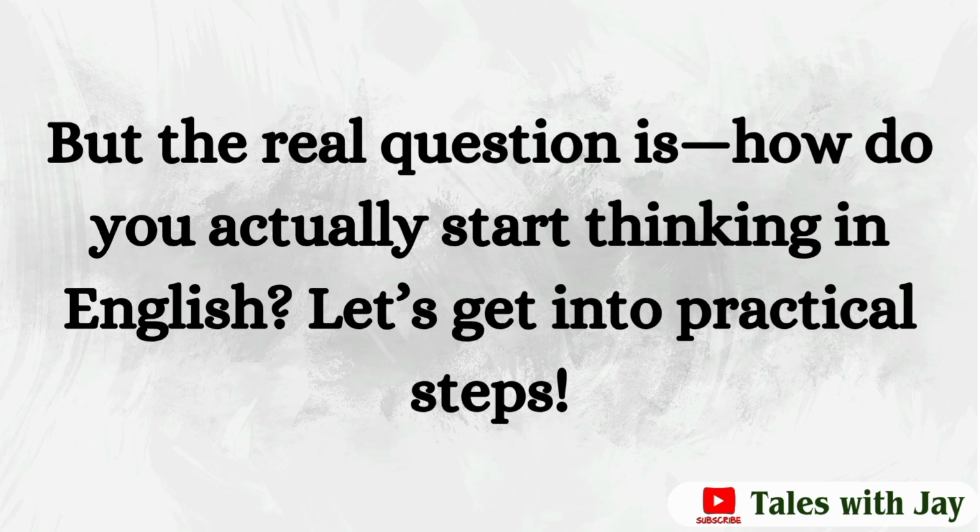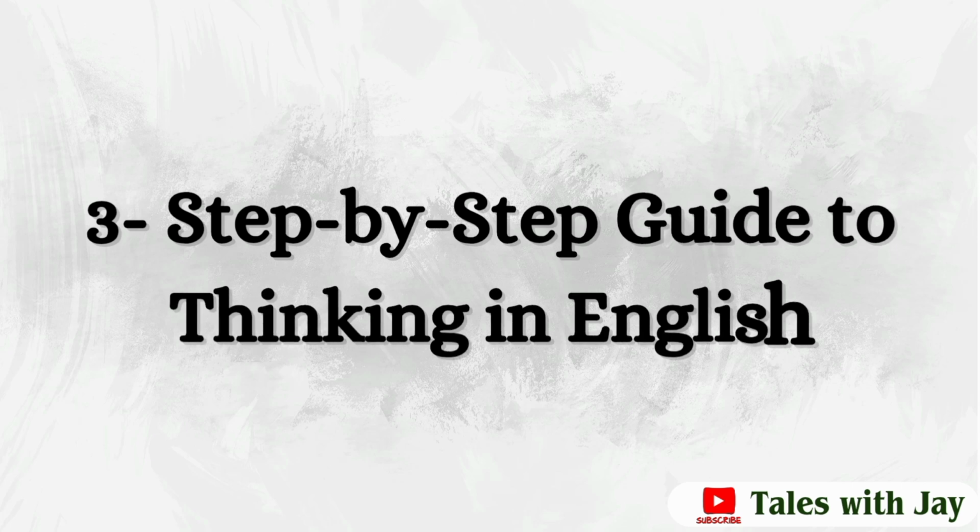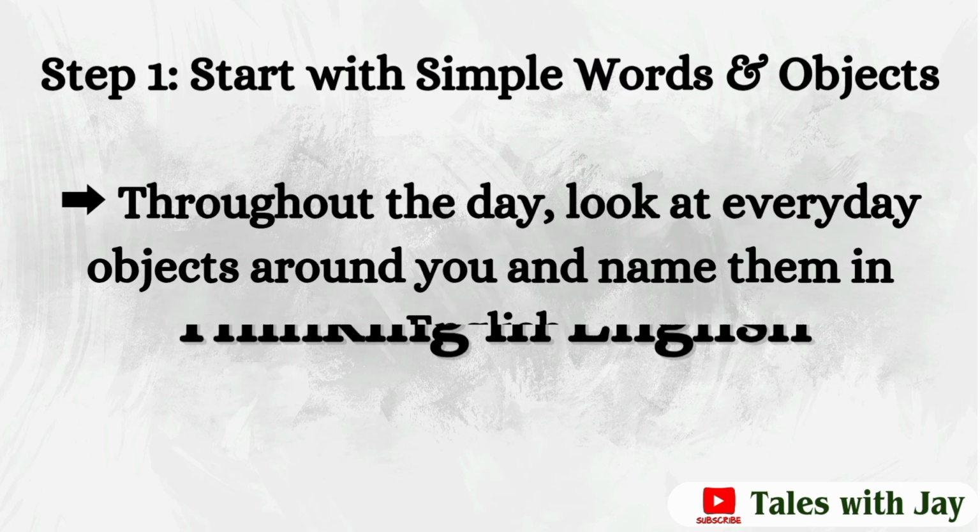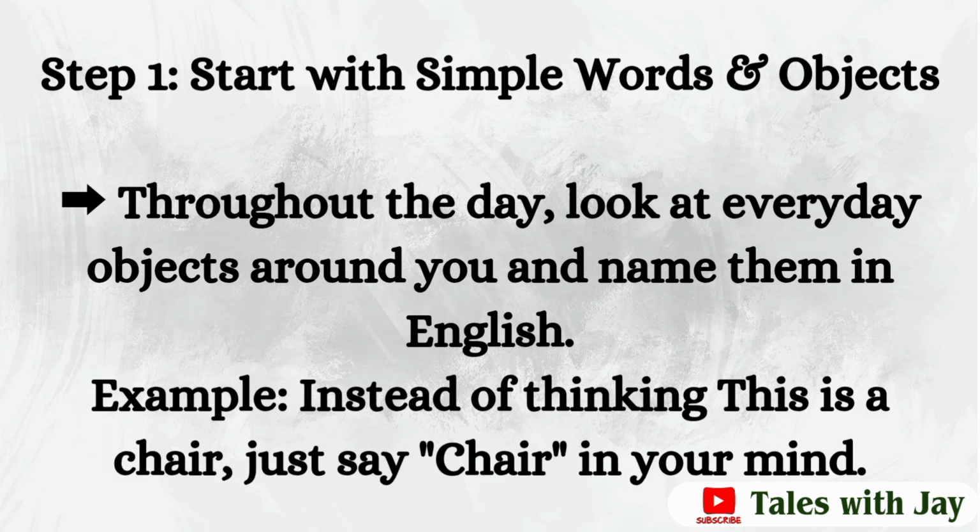But the real question is, how do you actually start thinking in English? Let's get into practical steps. Step 1. Start with simple words and objects. Throughout the day, look at everyday objects around you and name them in English. Example, instead of thinking this is a chair, just say chair in your mind.